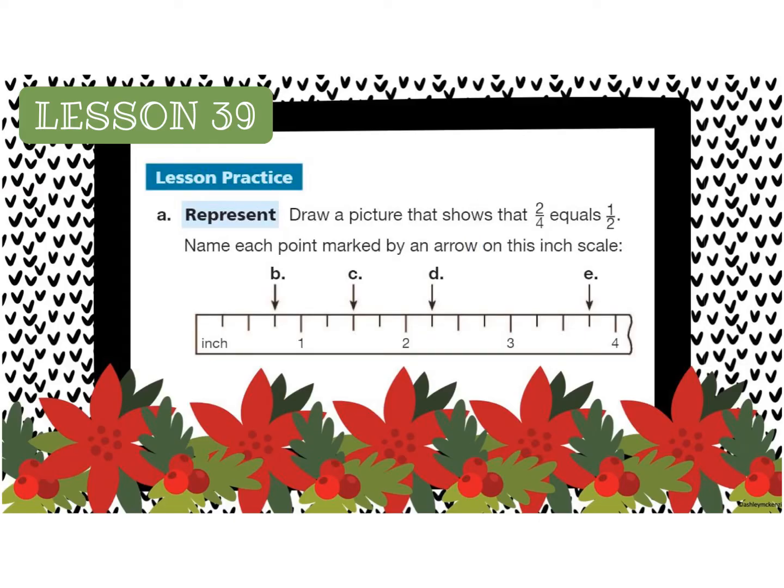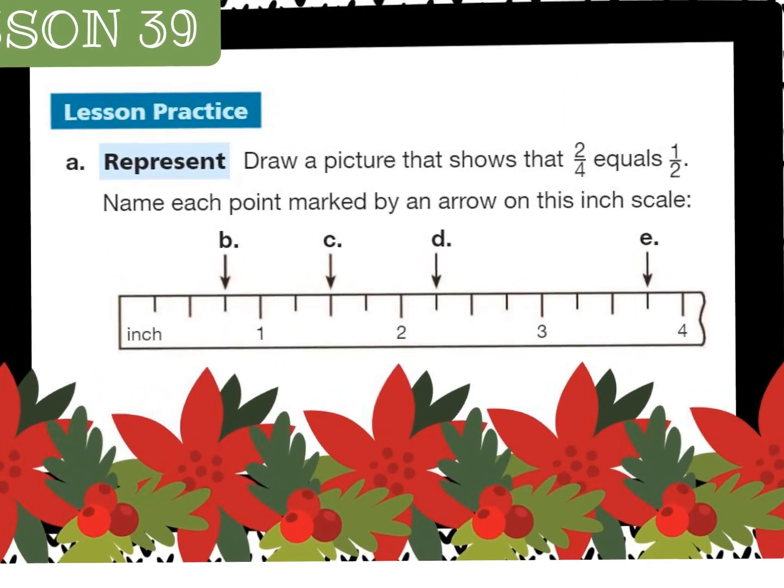This one says, draw a picture that shows that 2/4 equals 1/2. Name each point marked by an arrow on this inch scale. Okay, so 2/4 is going to equal 1/2. I'm going to draw rectangles that are the exact same length, and I'm going to split 1 in half. I'm going to split 1 into fourths. On one of these, I'm going to shade 2 of the 4 pieces, and on the other, I'm going to shade 1 of the 2 pieces. Does everybody agree that that is the exact same amount? Yes. Okay, the only difference is the total number of pieces I've broken it up into, right?